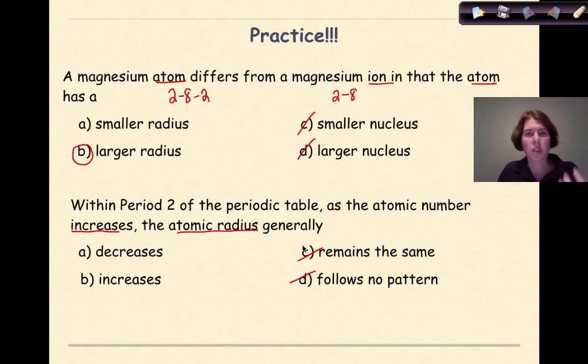So we know the nucleus is positive, we know that the outermost shell is negative, and the nucleus is going to become more positive as you go across the period, and the outermost shell is going to become more negative. They're going to attract to each other. That means the radius is generally going to decrease.